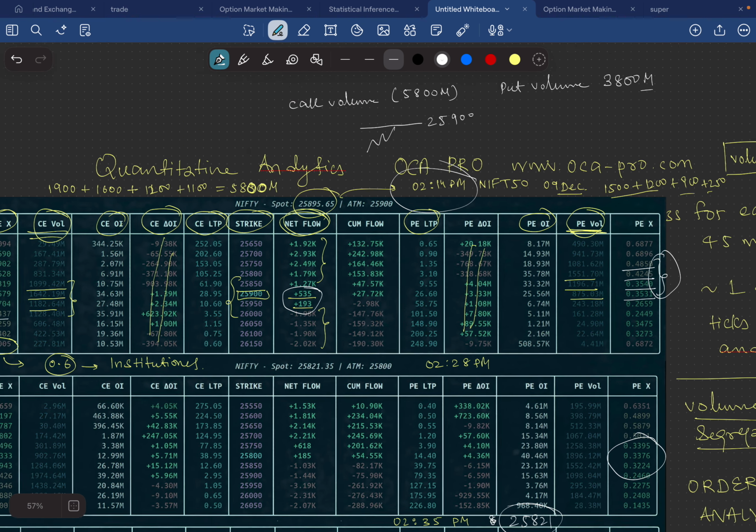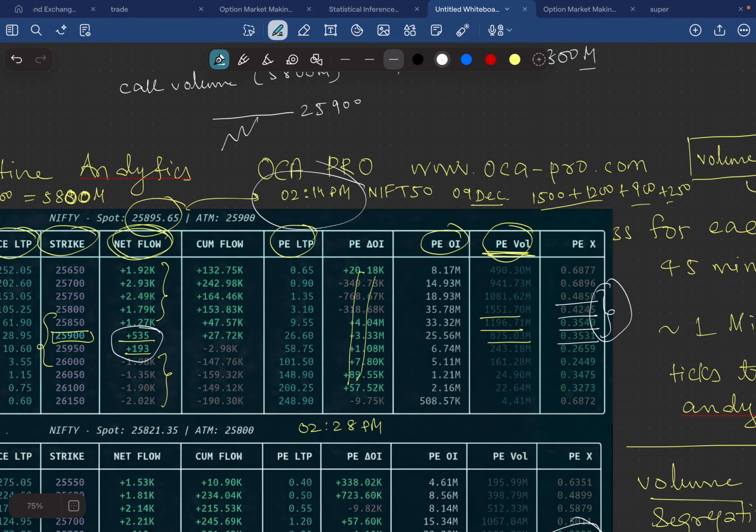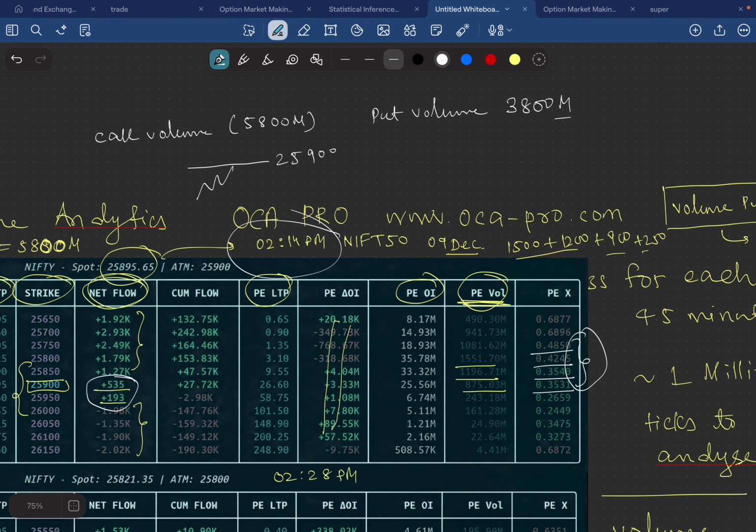So this is what we are making as a part of OCAPro.com. Okay, option chain analyzer pro.com, and you can take the trial. There is no need to purchase it right now, just take it as a trial, have your confidence, because each and every tool, you will have to get assimilated with its idea.